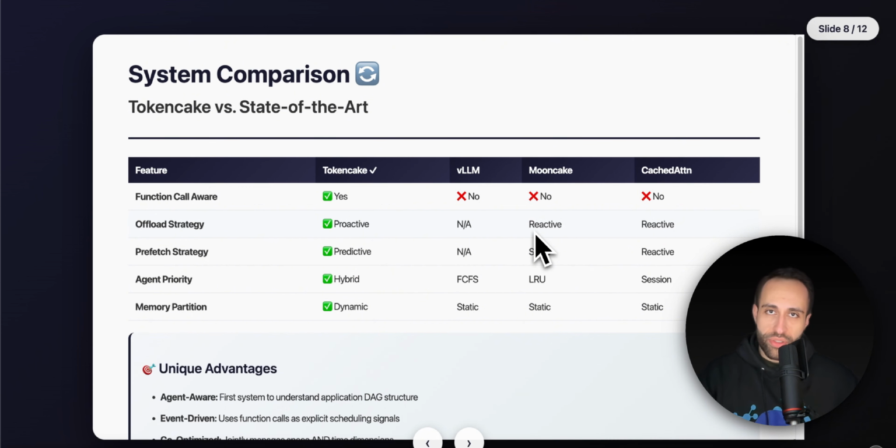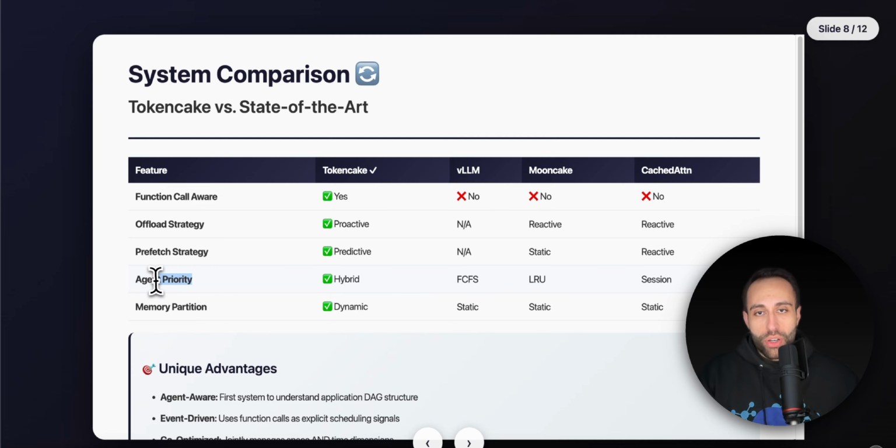Offload strategy, vLLM and the like, they don't actually have any offloading. If you want to transfer from GPU to CPU or other tiers like network disk, you have to utilize some other frameworks, let's say LMCache, but it comes with TokenCake automatically. And prefetch strategy, that means when I want to get those KV cache back again to the GPU memory, how would I do it? TokenCake will predict by itself when to do so, but others, they don't actually have such a thing, or they're just pretty static.